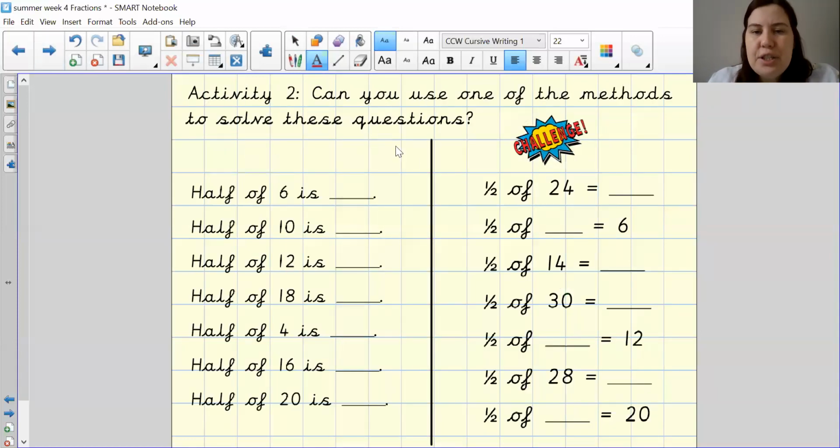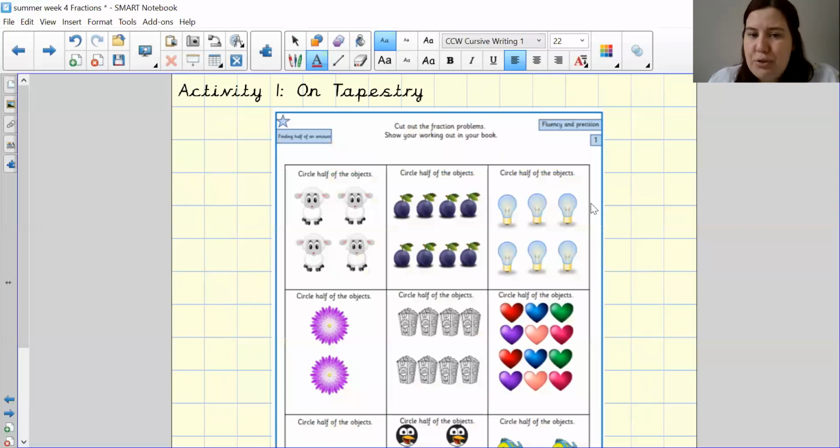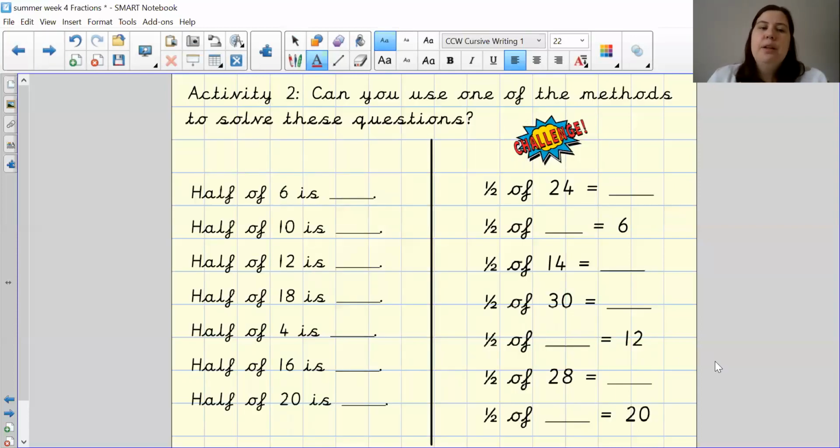And then your activity 2 is, if you cannot access the Tapestry and use the pictures, you could use the information here. So half of 6 is something, half of 10 is something. I would like you to continue and try and solve these using the methods that we have already just learned. The challenge is quite tricky. Okay, so don't worry if you cannot do the challenge, but the challenge is there if you want to try and challenge yourself. Maybe your mums or dads or your brothers and sisters can help you try and solve some of the challenge questions as well.